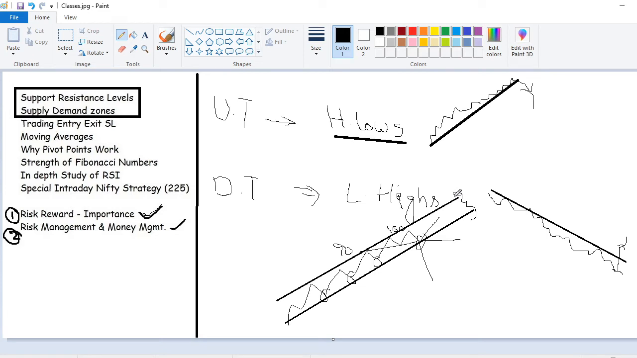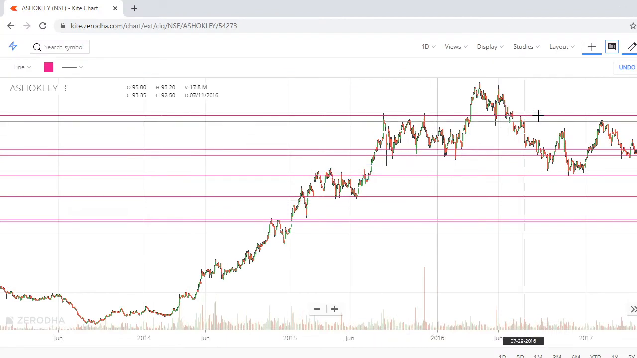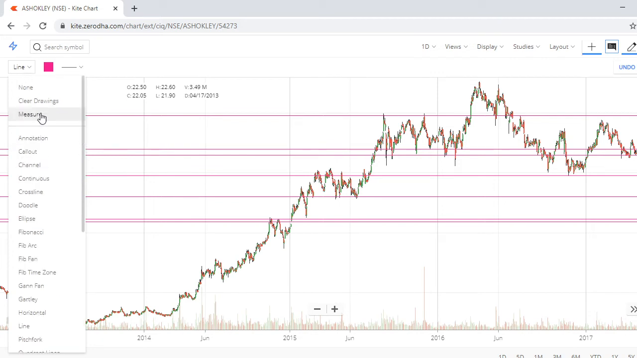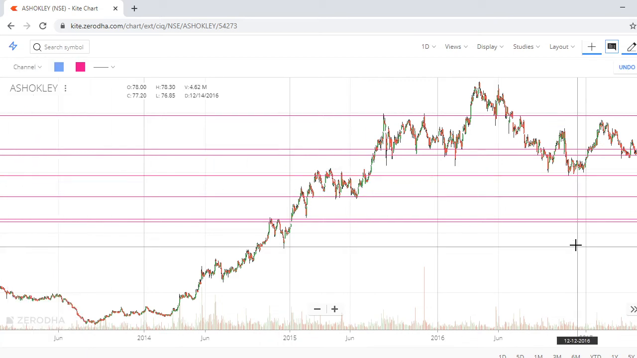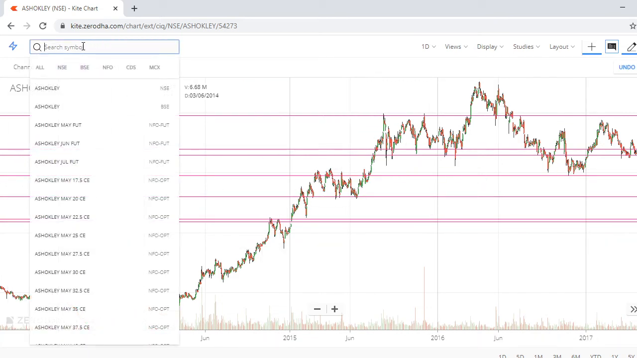So a channel is self-explanatory. If a stock is going like this, it hits there, comes down, hits there, comes down. So it will be going this way between these two lines. So it's a kind of channel making. You don't need to work hard for this. Go to draw, select channel here. Okay, for this I like the Jubilant Food stock.